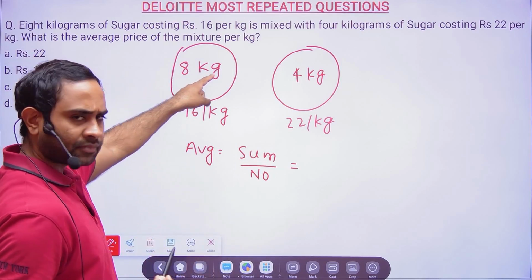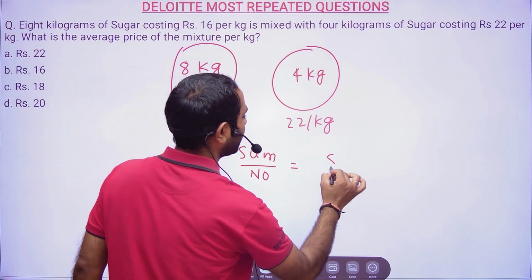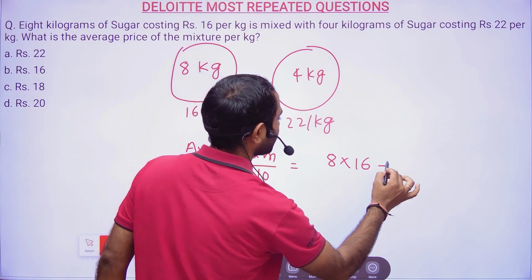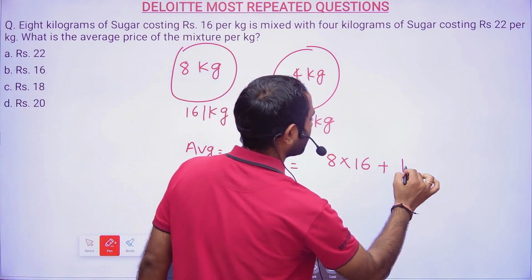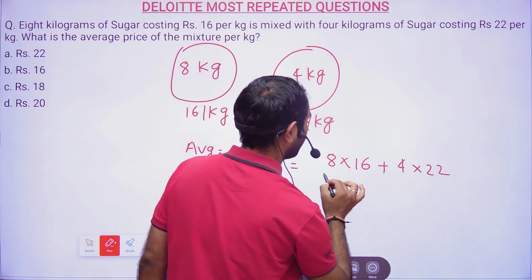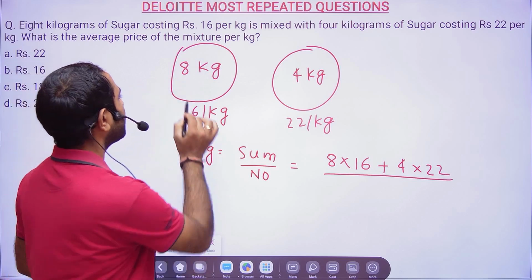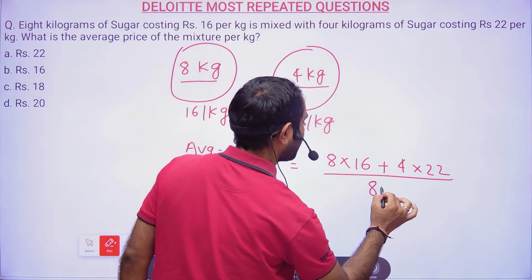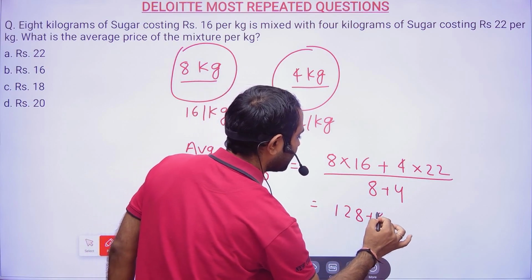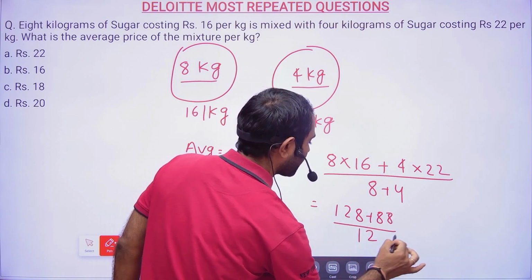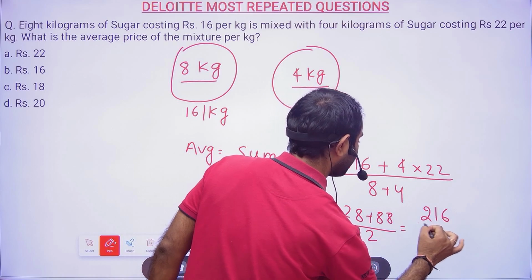Now 8 kg at 16 rupees per kg. So what is the total price? Sir, it is 8 into 16. Then 4 kg, and what is the price per kg? 22. So total price will be 4 into 22, and divide by the number. So total amount of sugar, 8 plus 4, is 12. So 128 plus 88 and then divided by 12. So this is 216 by 12.